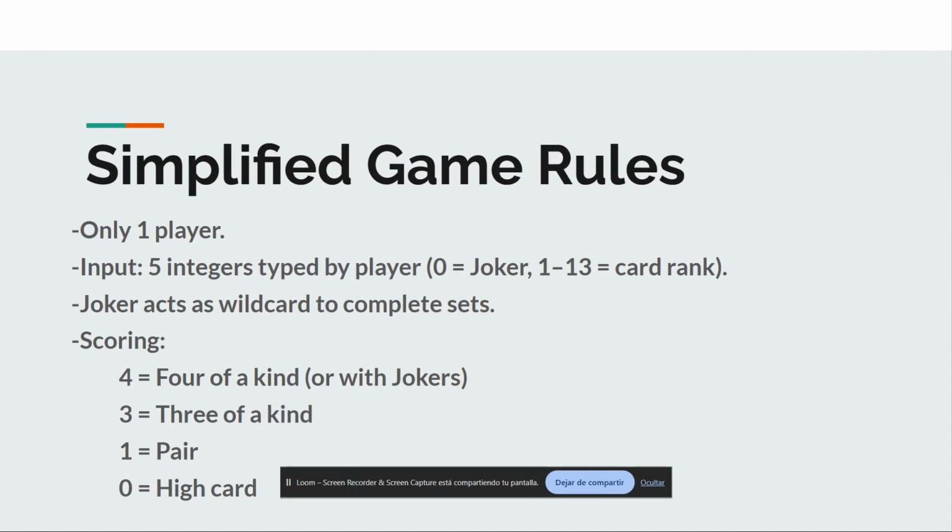So the game rules are basically like this: only one player, for simplification and generalization. They input 5 integers, and each integer represents one card. For example, here's the Joker, 13 is the King, 12 is the Queen, 11 is the Jack, and 1 till 10 are basically the numbers. The Joker acts as a wild card to complete sets. For example, if you have 3 of a kind with a Joker, that is considered 4 of a kind. And the scoring is also shown on the screen.